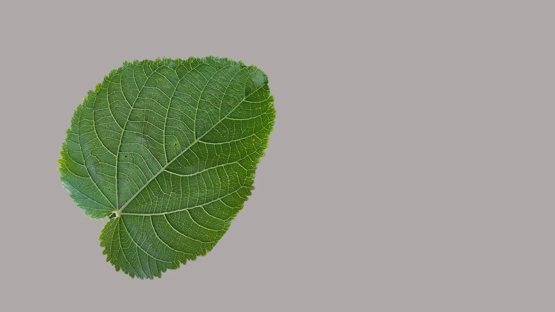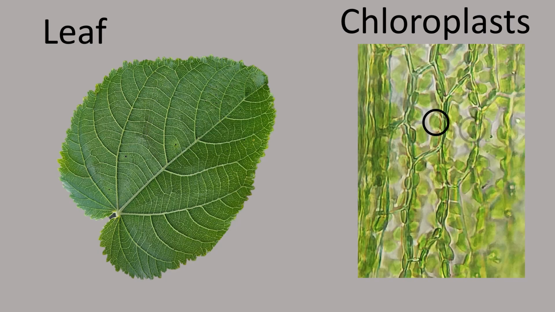Next, leaves. The function of leaves is to produce energy for the plant. They do this through a process known as photosynthesis. In this process, they use the energy of sunlight to convert carbon dioxide and water into sugars. This produces oxygen as a byproduct.